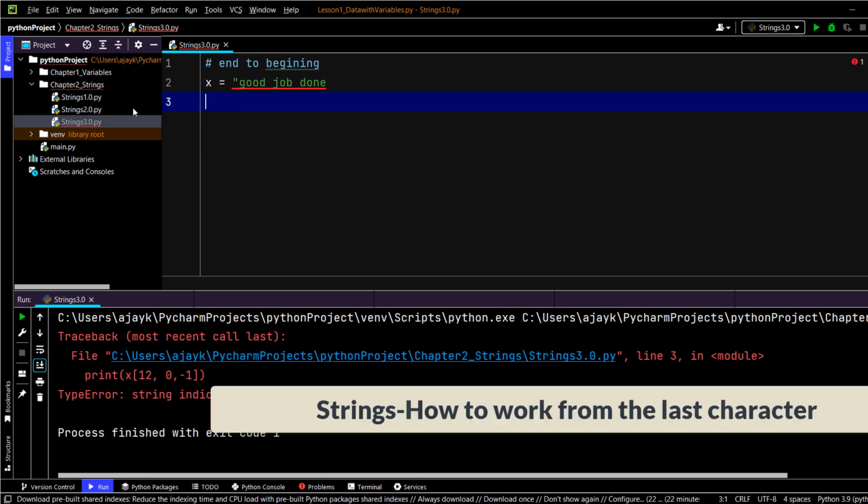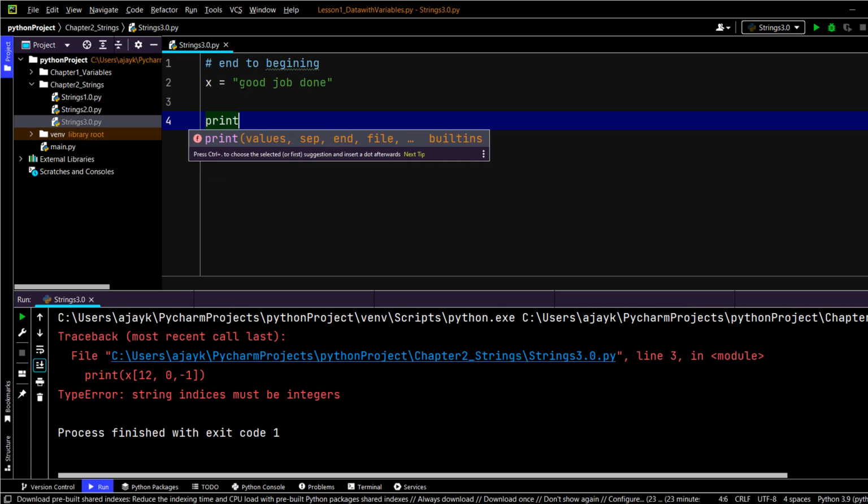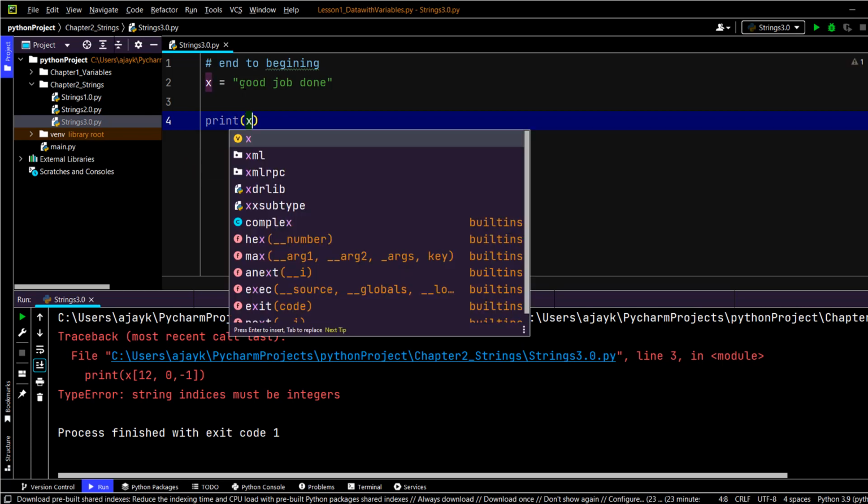Yeah, so guys, now this is strings 3.0. Now I want to educate you about how we can start from the end to the beginning. What if I have to use the reverse order? Let's say I want ENOD and then space B till G. Is it possible? Can we slice the string in this way? So let's go and start this.